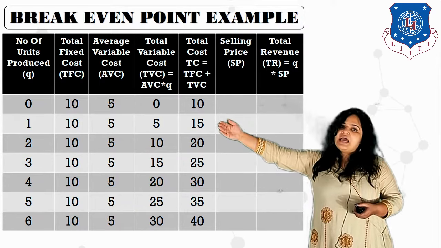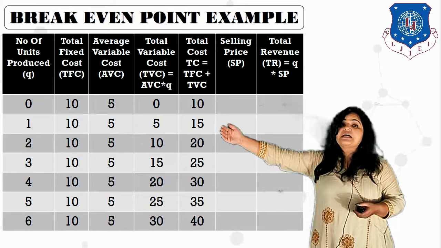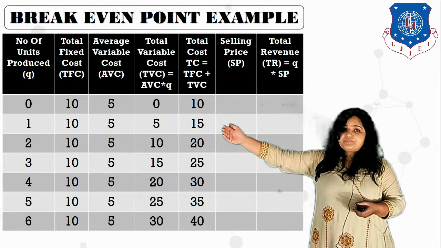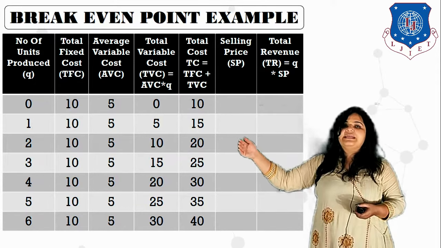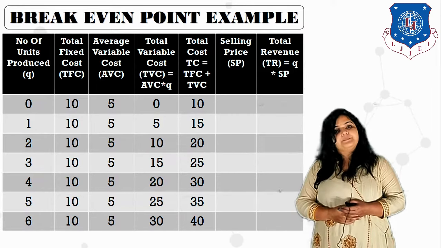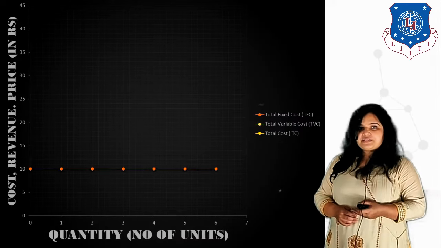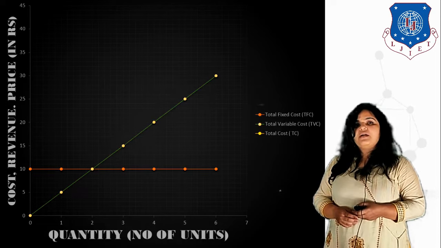Similarly, here we have TFC plus TVC, total fixed cost plus total variable cost: 10 plus 5, 15, and so on, 20, 25, 30, 35 and 40. Let us check this in the graph. Obviously, it will be an increasing graph. This is our total fixed cost. This is our total variable cost.